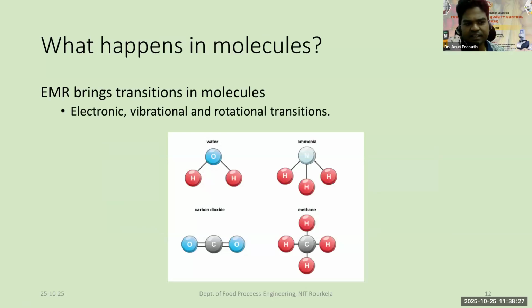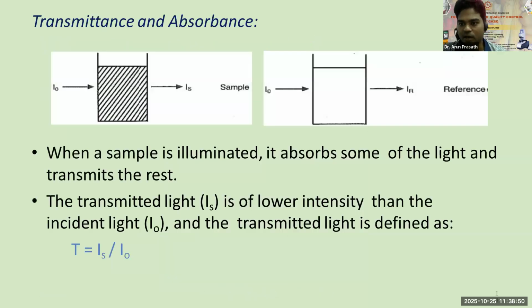So when electromagnetic radiation is incident over a surface or a molecule, it causes some electronic, vibrational and rotational transitions within the molecules. These transitional changes which occur at the molecular level are measured in UV spectroscopy. So for water and carbon dioxide, all those transitions of molecules and the energy levels which occur at the molecular level are measured.